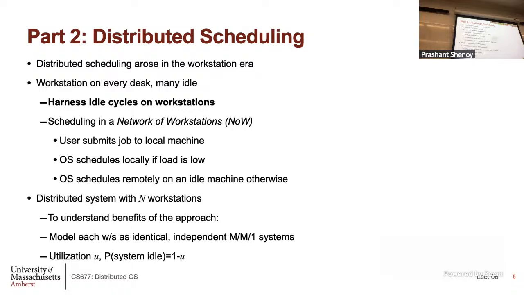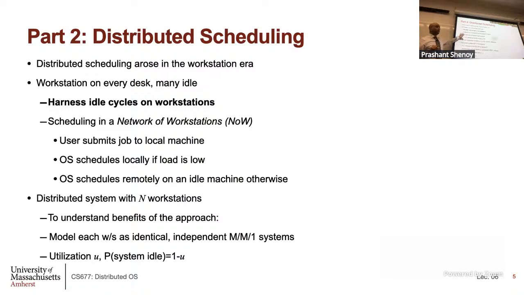So the idea is that we will decide what tasks run on what machines in the network so that we can take advantage of all the machines in the network, and specifically take advantage of idle machines that are not doing anything. If they're not doing anything, might as well use them to perform some computation. That's the basic idea.